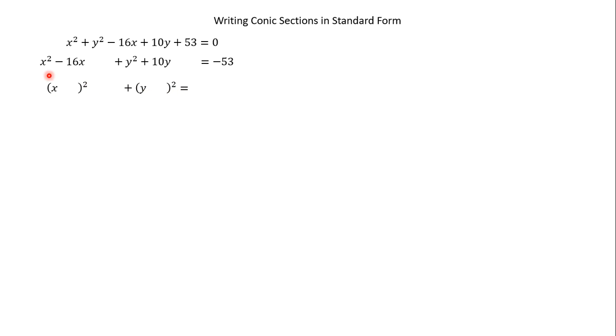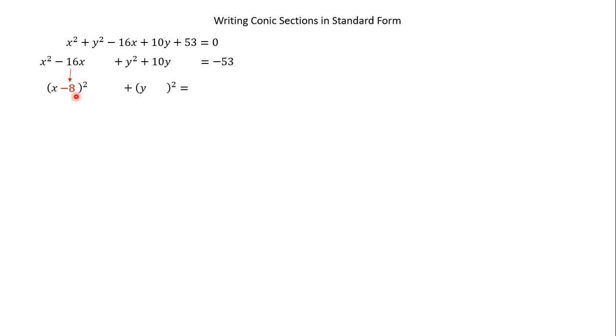This big gap is just so that the x's are close to each other and the y's are close to each other. We'll close that gap after we're done with the step. So we have something squared. What goes here? We're going to take this number, this negative 16, and we're going to divide it by 2 and put it in that spot. What is negative 16 divided by 2? Negative 8.